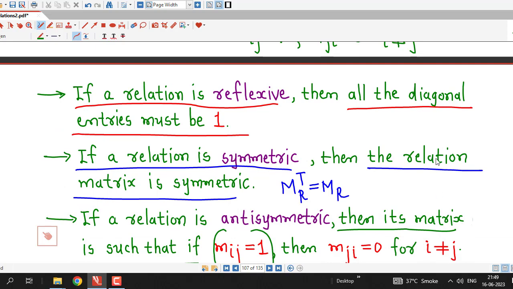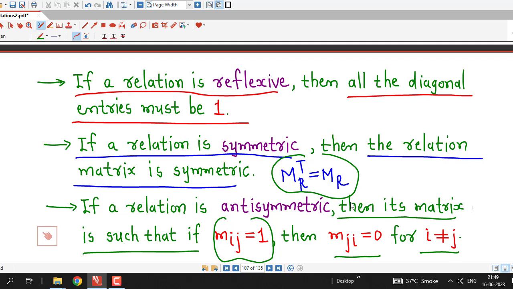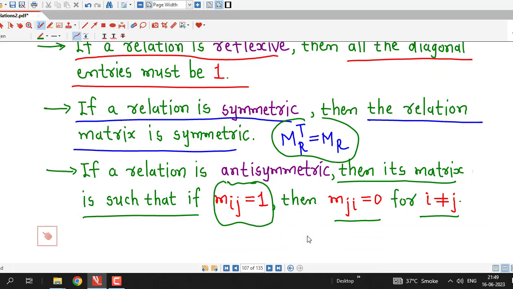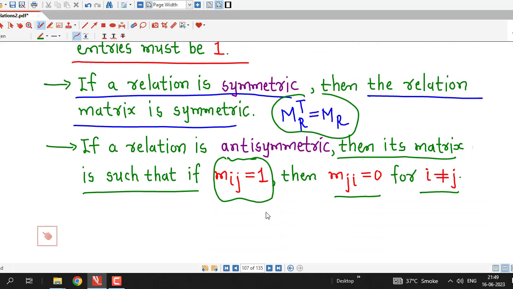If all the diagonal entries are 1, then the relation is reflexive, otherwise it is not reflexive. If the relation is symmetric, then the relation matrix is also symmetric, that is, entries are symmetric with respect to the main diagonal. If the relation is antisymmetric, then its matrix is such that if the ijth entry is 1, then the jith entry must be 0, or if the ijth entry is 0, then the jith entry must be 1.